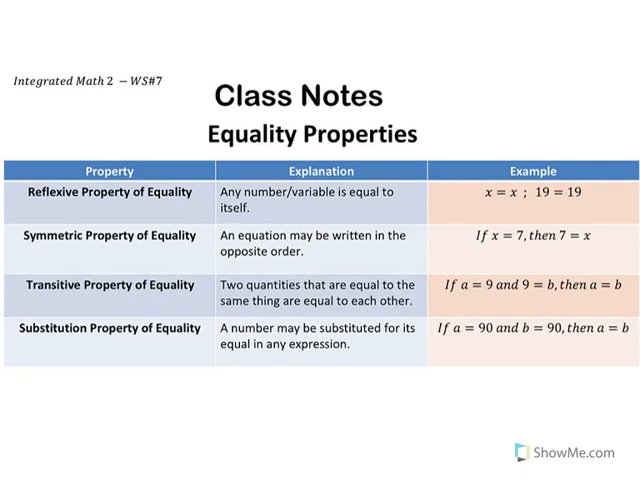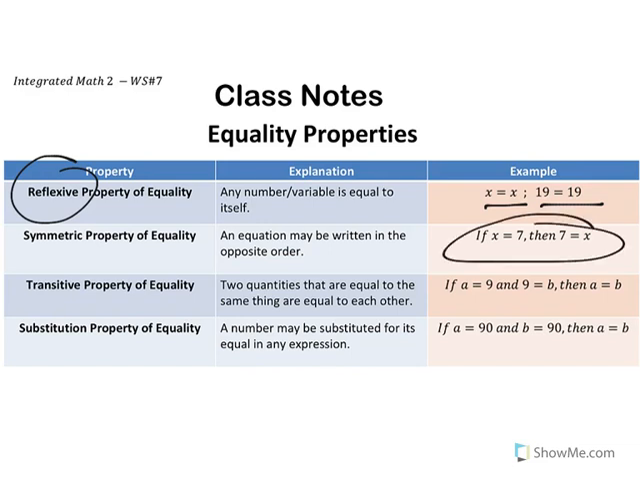The other set of equality properties starts with the reflexive property of equality. Any number or variable is equal to itself. So here we have the example that x equals x, 19 equals 19. So it's called reflexive. Symmetric property of equality: an equation can be written in the opposite order. So if x equals 7, then 7 equals x. We can switch forward and backward, so it's called symmetric.